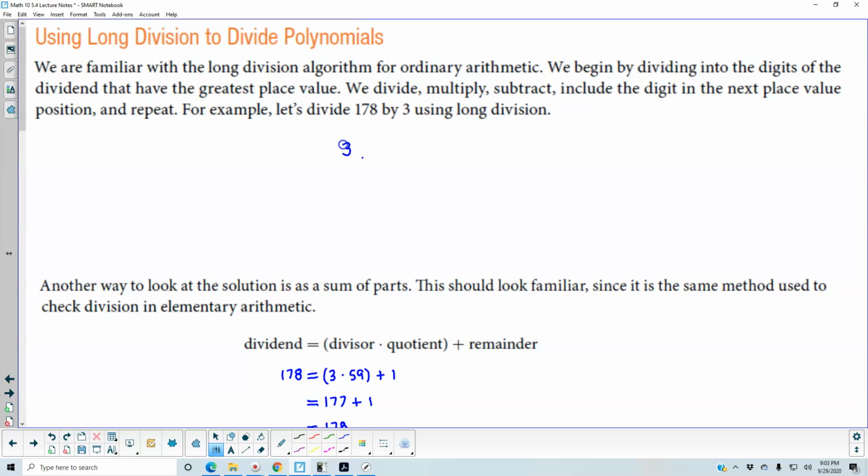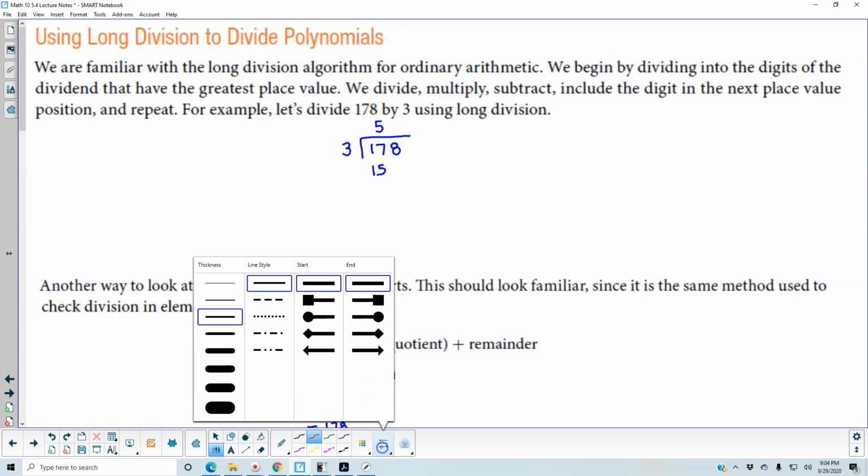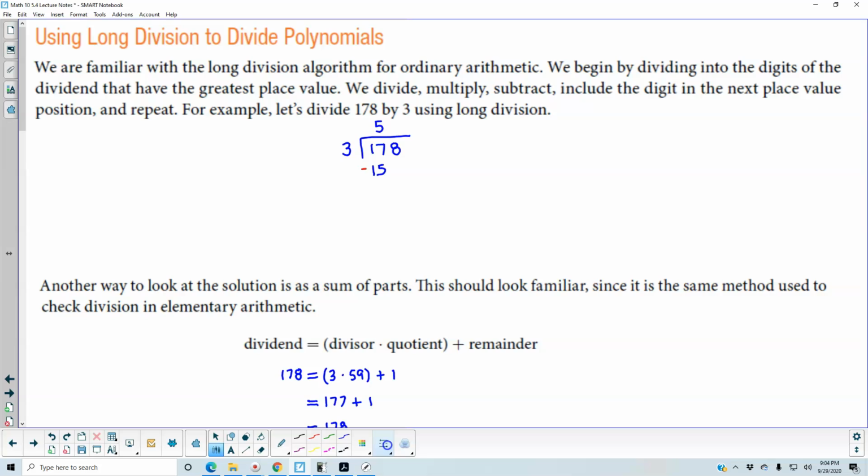So if we take 3 and we're going to divide that into 178, our first question is to ask ourselves, what do we need to multiply by 3 to get 17? Well, we can say that we're going to multiply it by 5. So the next step is, what do we do with the 5? We multiply it by 3, so 5 times 3 gives us 15. Then we're going to subtract, or we can say that we change the sign. So the 15 now becomes minus 15, and then 17 minus 15 is 2.